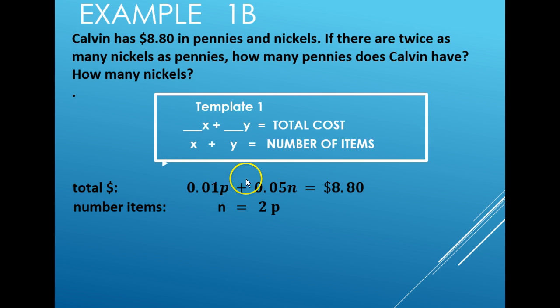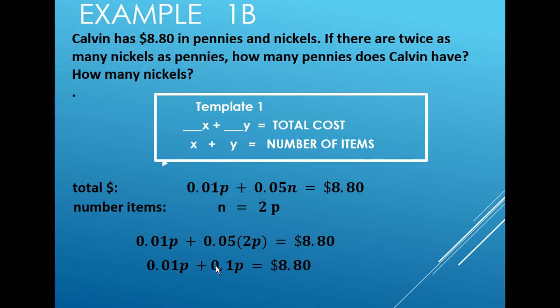We can take the first equation and replace n, wherever you see the n, with the 2p. Multiplying 0.05 times 2 gives us 0.1. So we copy this one. This on your calculator gives you 0.1, and we copy this one. Combining like terms gives me 0.11p. 0.11p equals $8.80. Dividing by 0.11, we get 80 pennies. I can plug the pennies back into the nickel equation and get 160 nickels.